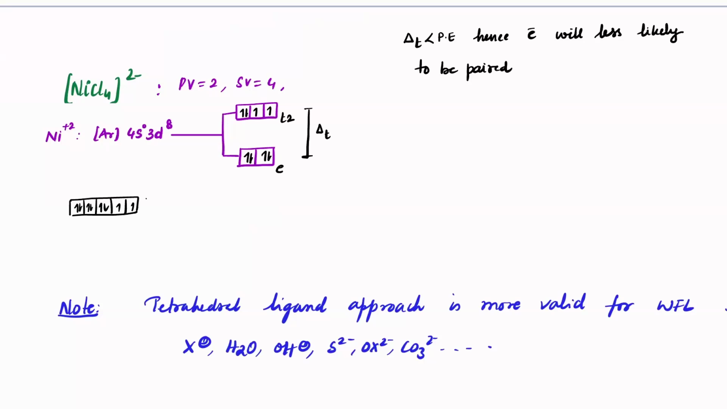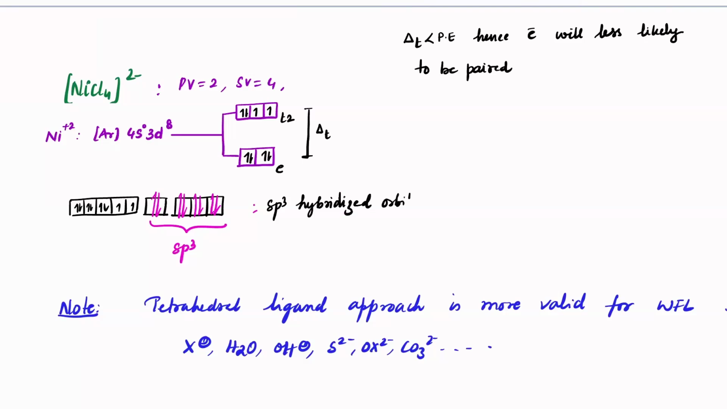4s is empty. 4p is empty. So to accommodate these four chlorides, these are the orbitals I will use: 1, 2, 3, 4. This is where the chlorides' electrons can go. So that makes it sp3. Therefore, this NiCl4 2- is an sp3 hybridized complex.